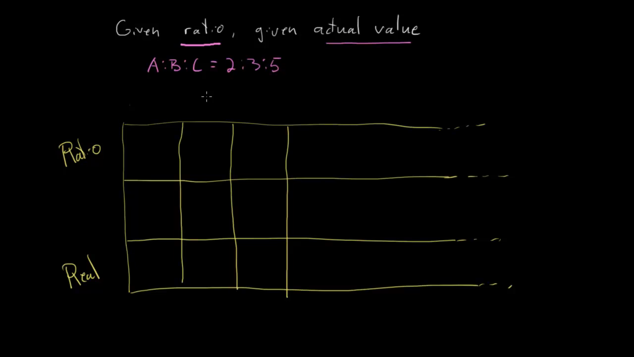So to illustrate, we'll use my example here. I've got three elements, and we'll put columns for each, A, B, C. And our ratio, we've got A to B to C is 2 to 3 to 5. And that's all in the ratio world up here.